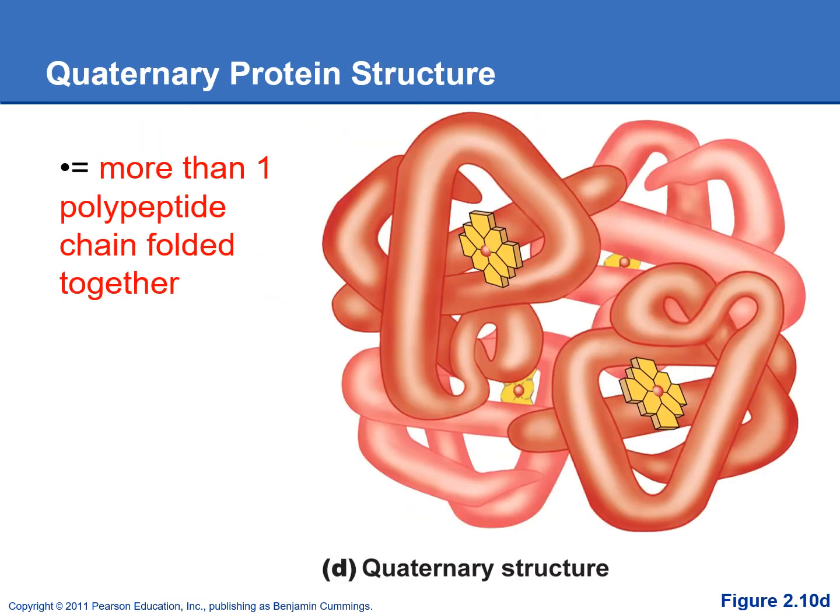Okay, and in the quaternary protein structure, you have 2 or more polypeptide chains that are folded together and all held together. So like this is a hemoglobin protein. It consists of actually 4 polypeptide chains that are all held together, and that makes the hemoglobin protein. So that'll have the quaternary structure.